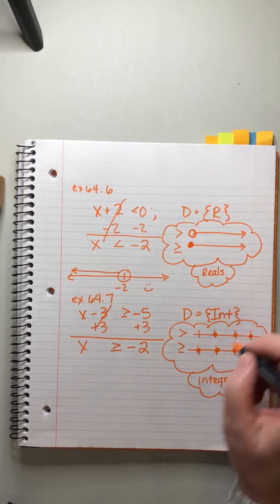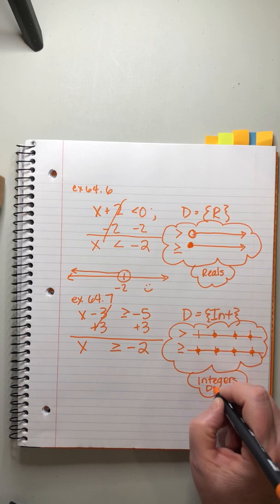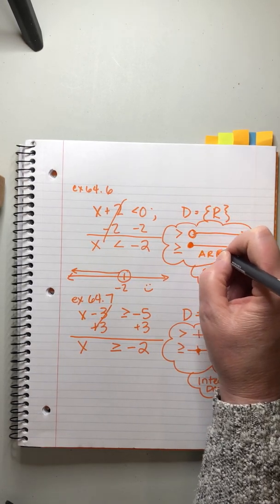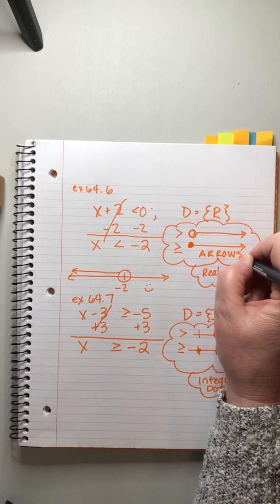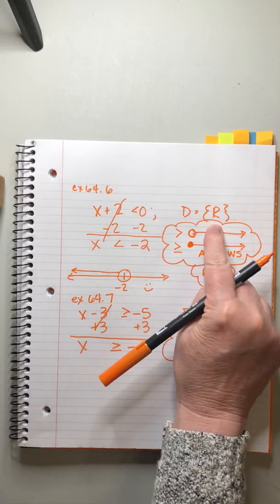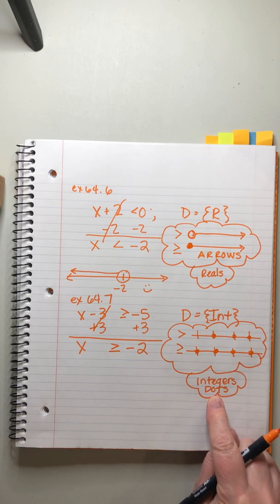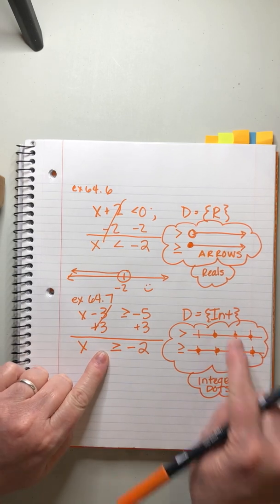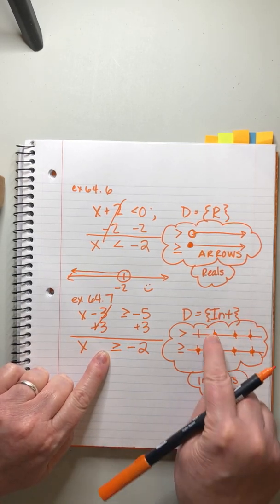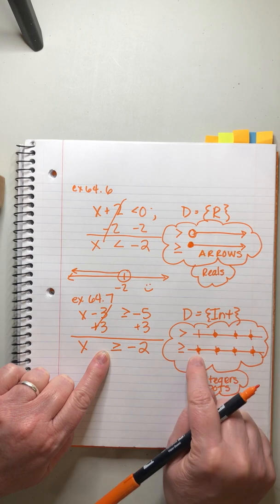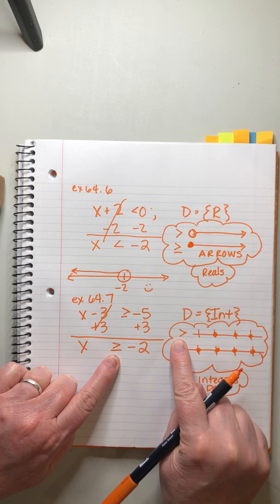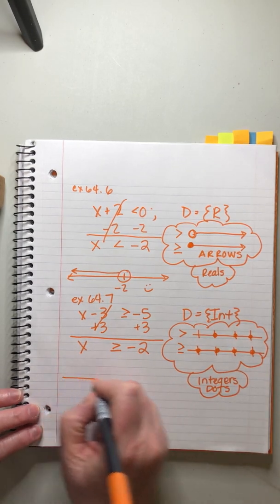I call these dots, and I call these arrows. So arrows always reflect the real numbers. These dots always reflect the integers, okay? All right, so this one we're doing integers. That means we're going to be doing the dots. Either we include the number if there's an equal sign, or we don't include it if it's without an equal sign. This one has it.